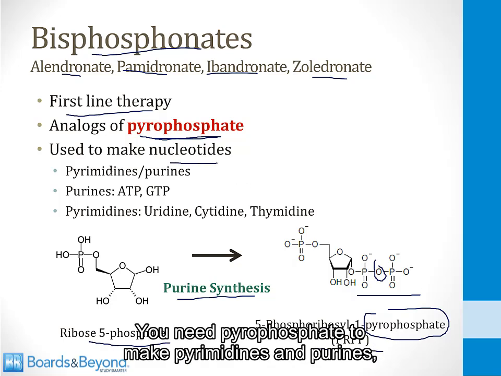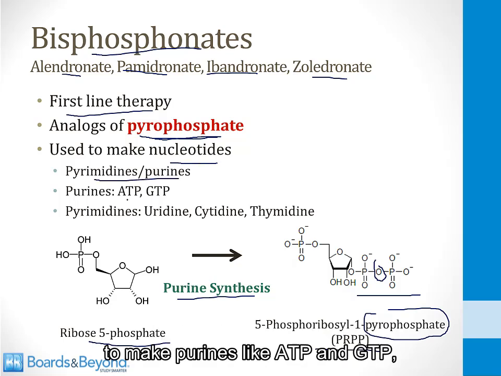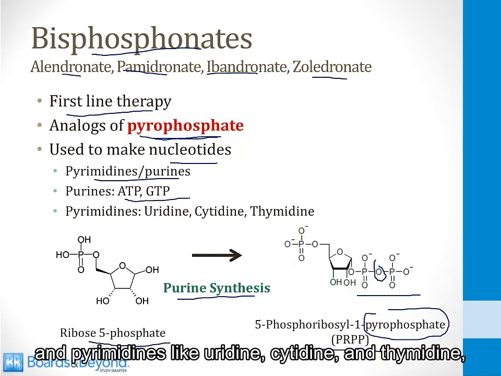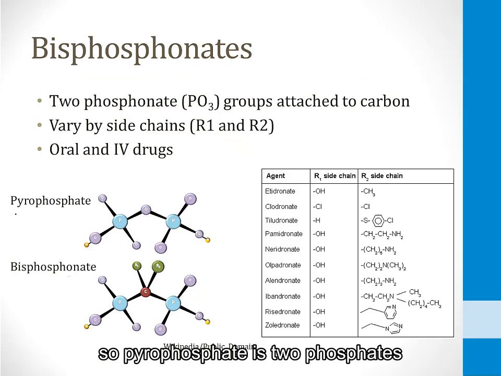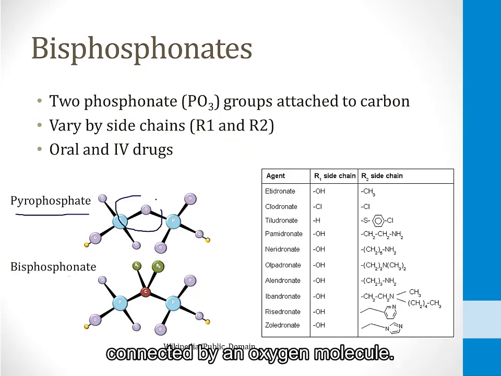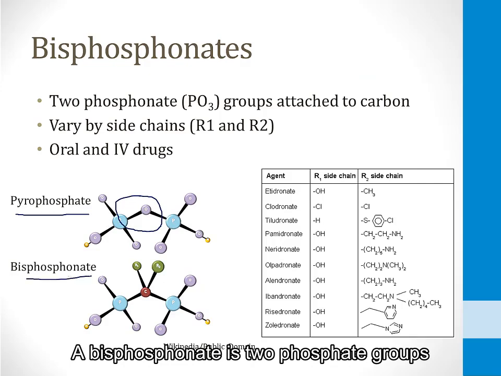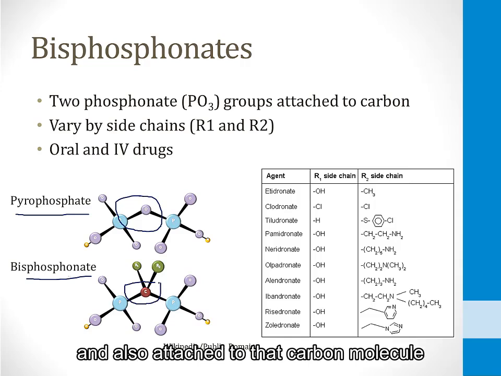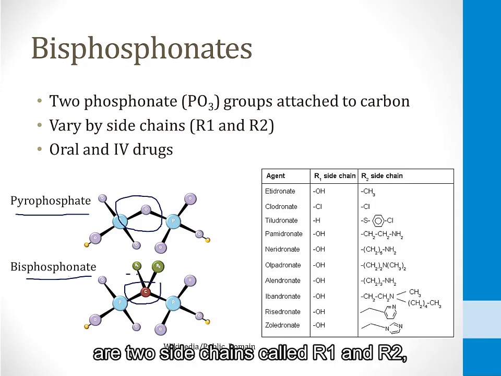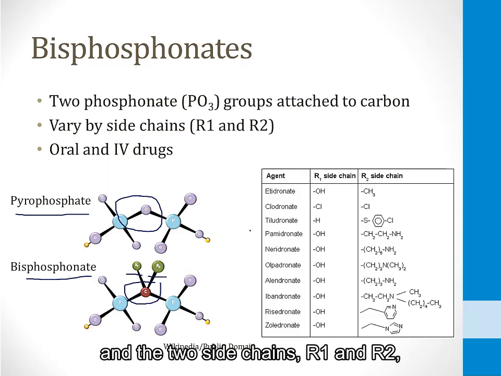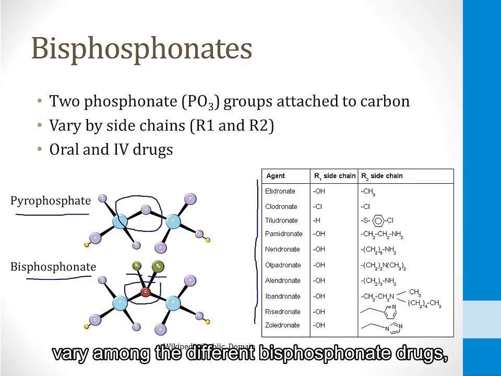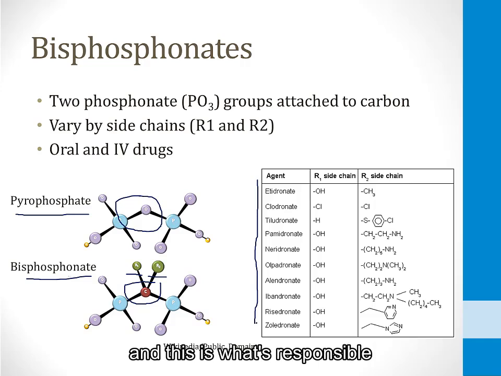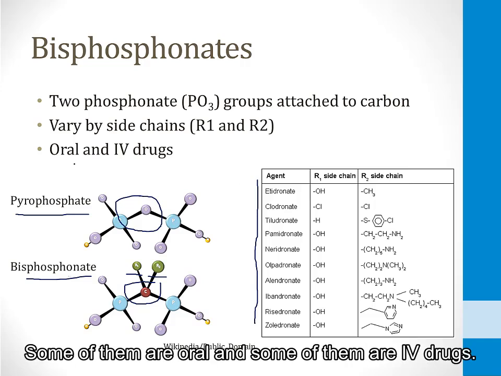You need pyrophosphate to make pyrimidines and purines, to make purines like ATP and GTP, and pyrimidines like uridine, cytidine, and thymidine. So pyrophosphate is two phosphates connected by an oxygen molecule. A bisphosphonate is two phosphate groups connected by a carbon molecule, and also attached to that carbon molecule are two side chains called R1 and R2. And the two side chains R1 and R2 vary among the different bisphosphonate drugs, and this is what's responsible for their different properties. Some of them are oral and some of them are IV drugs.